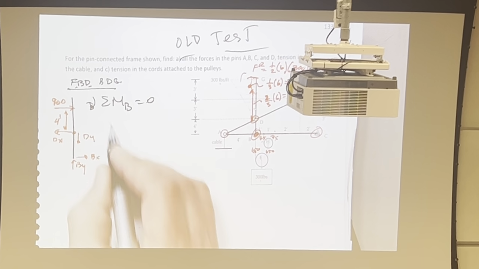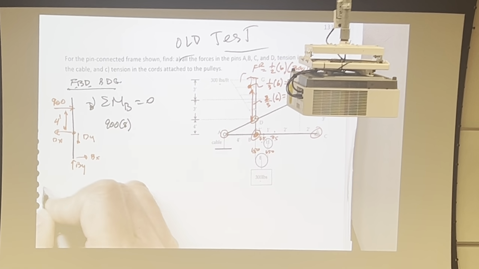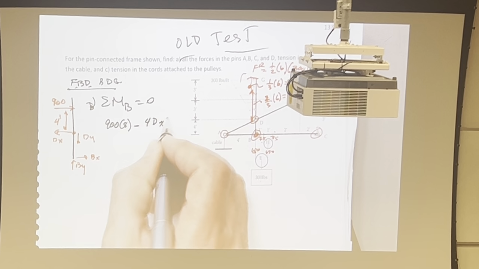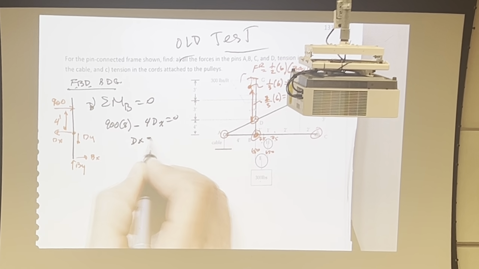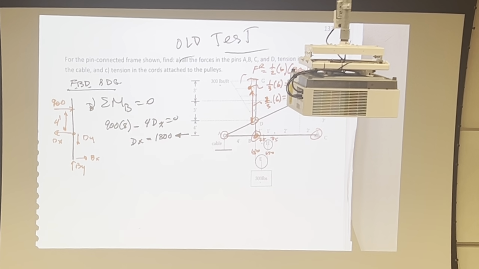Clockwise positive. 900 times 8. That is clockwise. This is counterclockwise. Minus 4 times dx equals 0. Dx is 1800. I got a positive answer to the left.